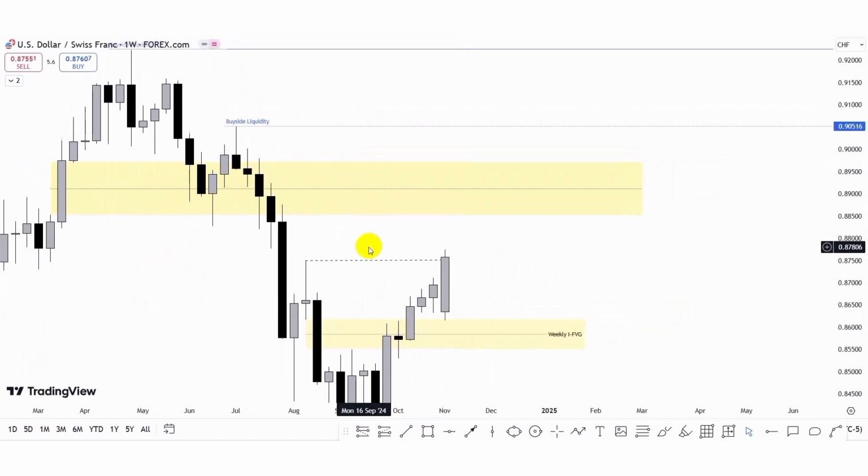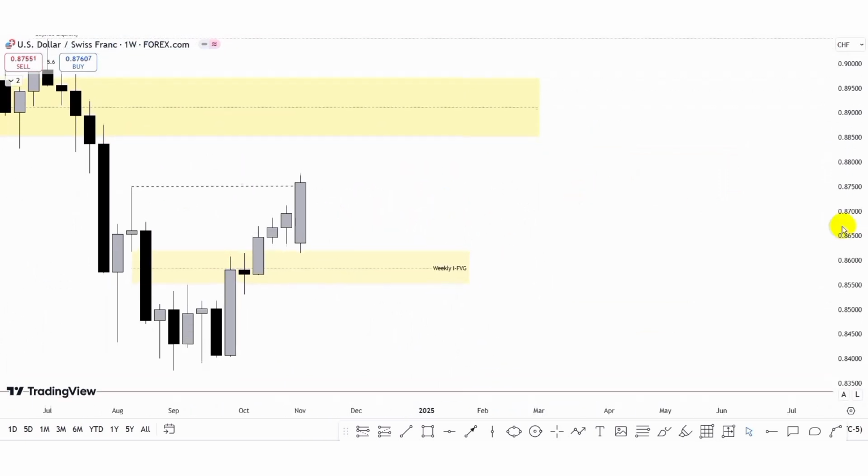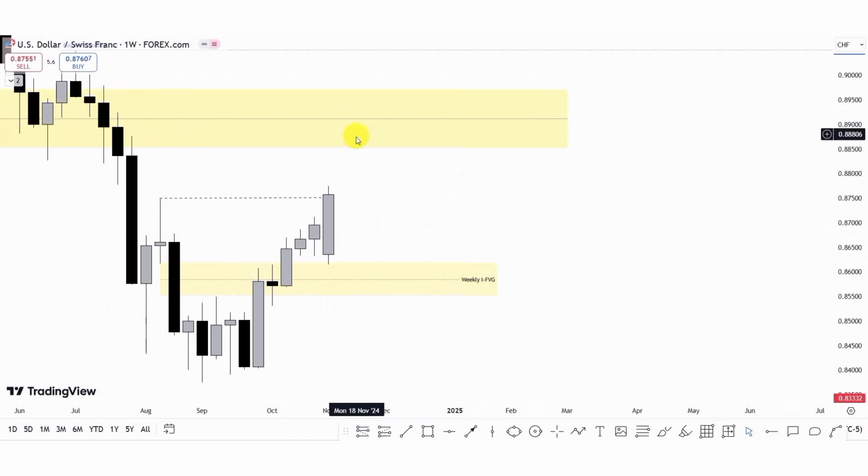So I'm anticipating to see a further bullish move into this price zone before we can consider price taking out the buy side liquidity. So for the coming week, we're looking forward to seeing more bullish moves, though we could see price fall to the downside to possibly mitigate this bullish candle before we have the further push of price to the upside.